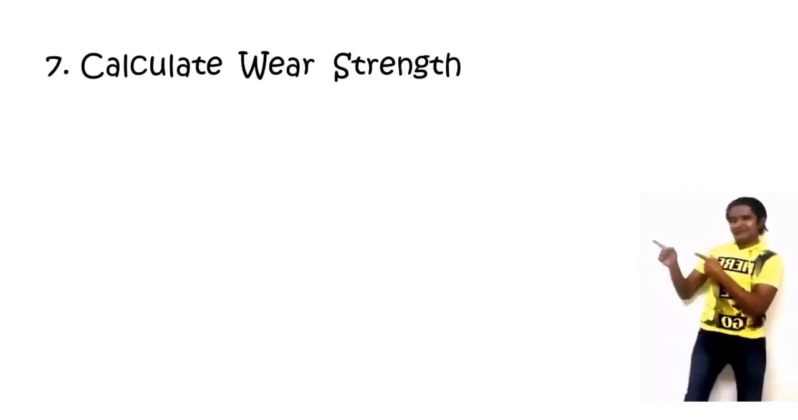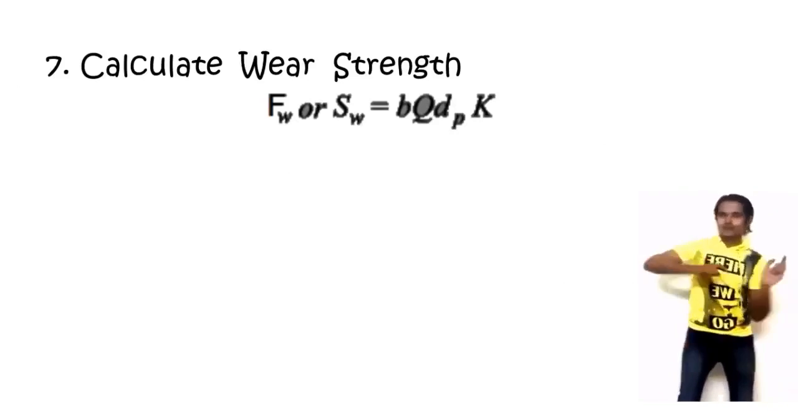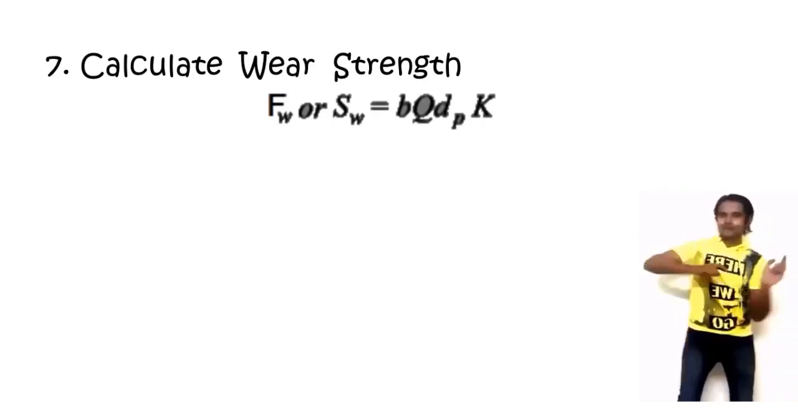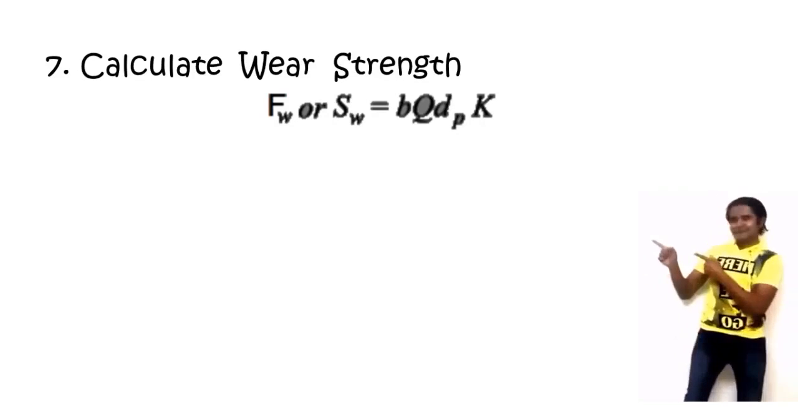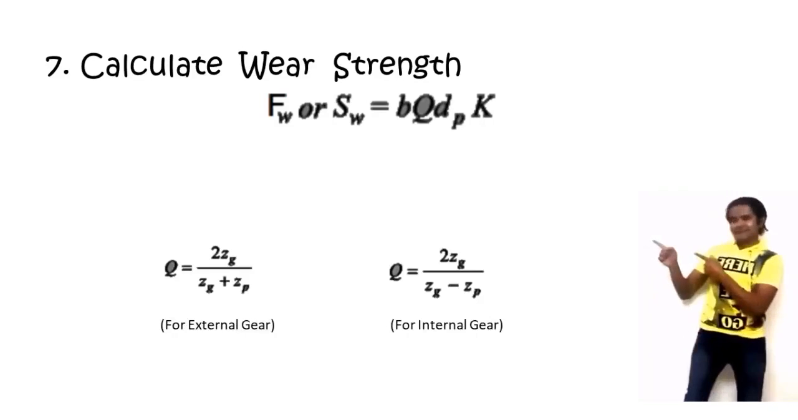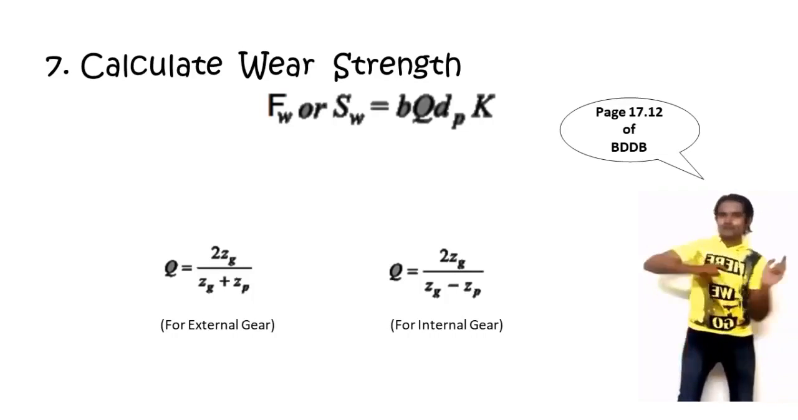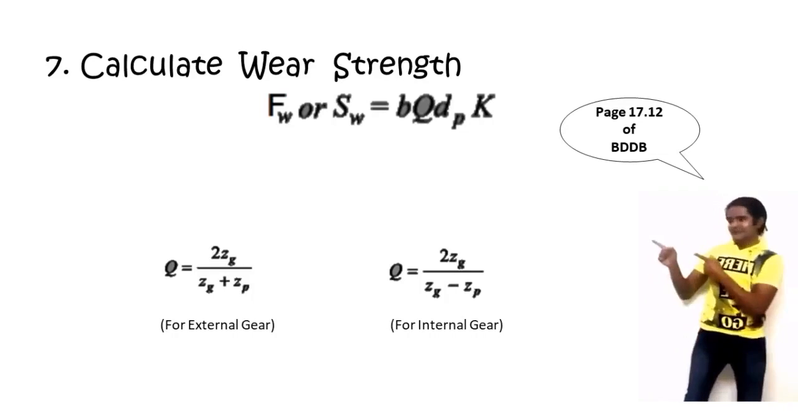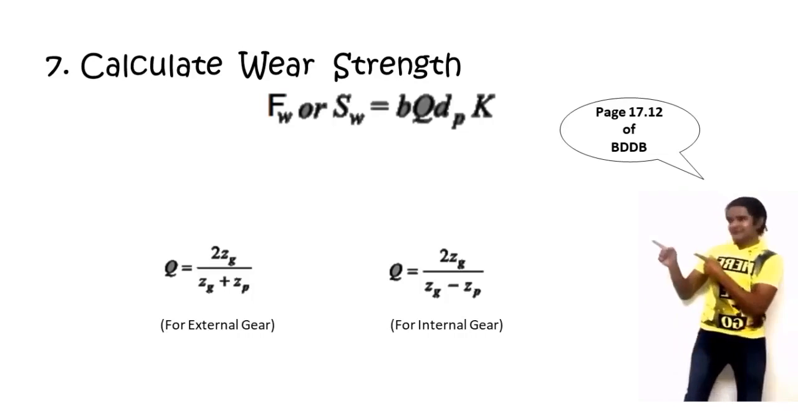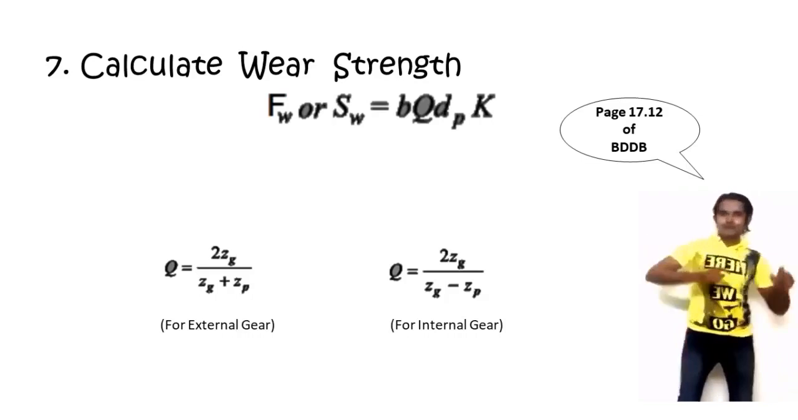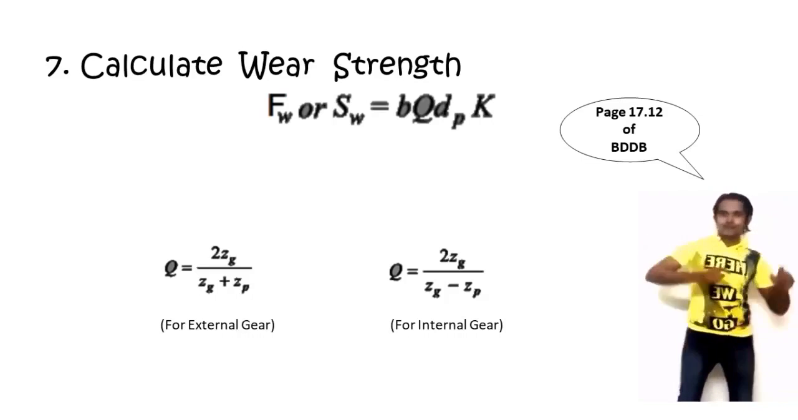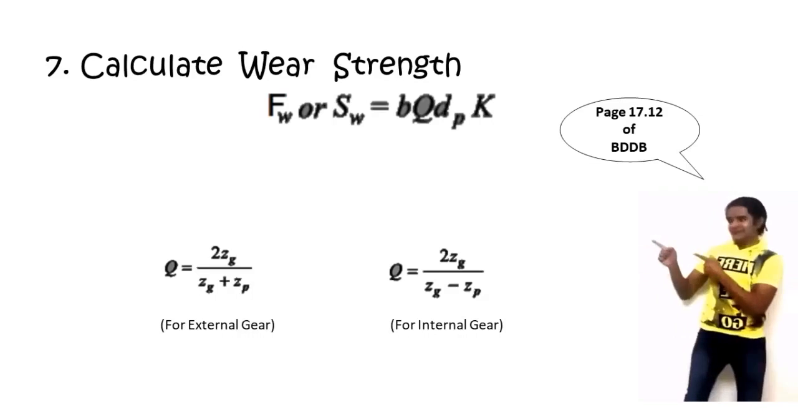After calculating beam strength, we have to calculate the wear strength. It is given by FW or SW, where W is wear and F or S is strength. So FW or SW is equal to b into Q into dP into K, where Q is the ratio factor. It is always suggested to use the formula for external gear. Internal gear numericals are not asked mainly. So for external gear, the formula is 2Zg upon Zg plus Zp, where Zg is the number of teeth on gear, Zp is the number of teeth on pinion, and Q is the ratio factor.